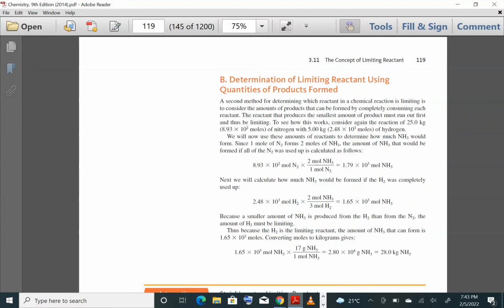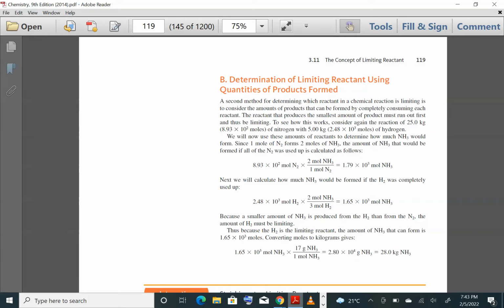What you do for this one is you get the number of moles like we did. Since we already solved the number of moles, I'll just explain this one. Basically, you get the number of moles for the reactants. So in this case we had nitrogen and hydrogen.